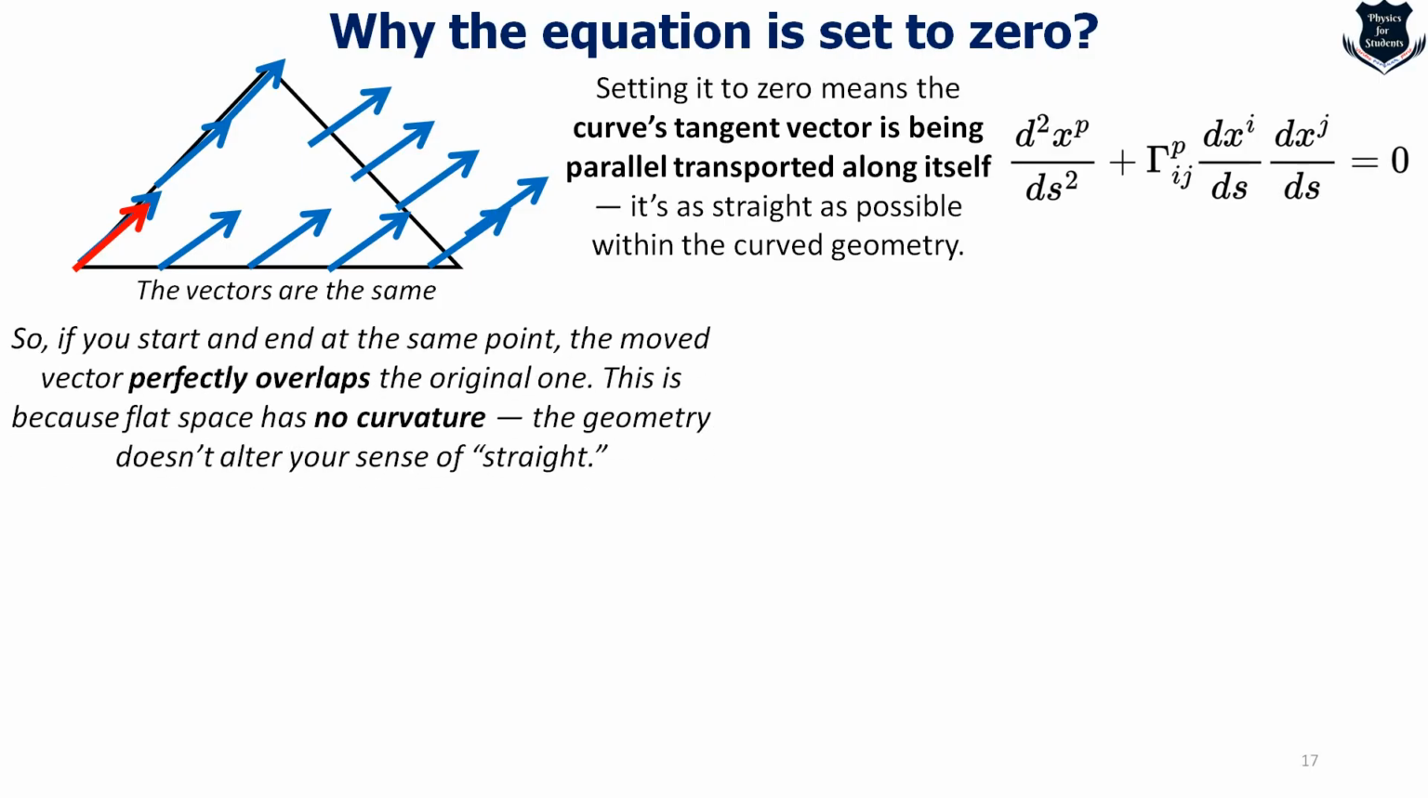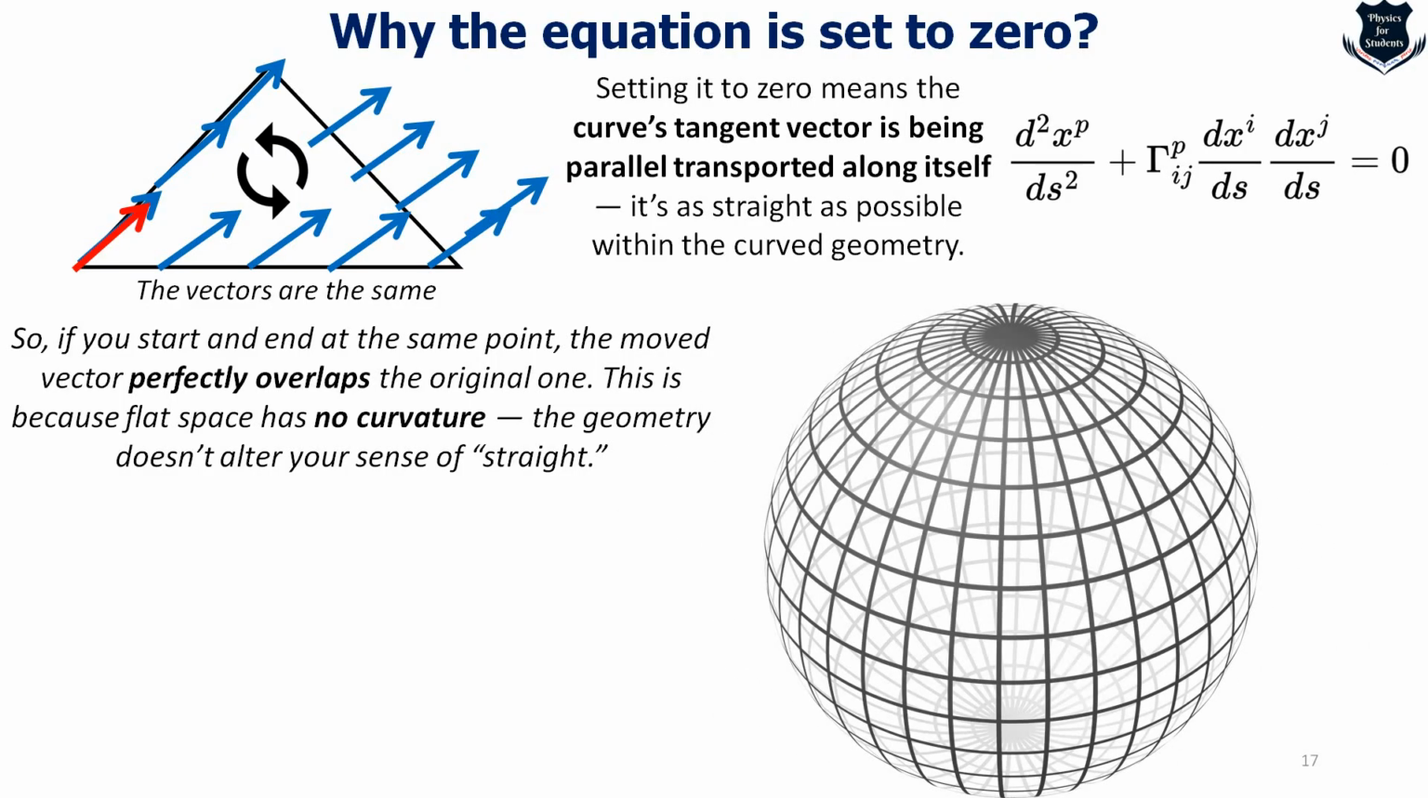That also means that if you start and end at some point, the moved vector perfectly overlaps with the original one, which signifies that the surface is placed flat, or I would say the manifold technically is flat and it has no curvature. So here is the animation. It shows that you are looping around. You're trying to transport the vector along this Platonic surface and you come back, overlapping with the original vector.